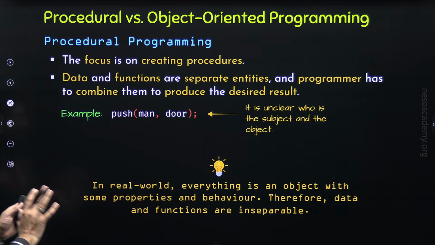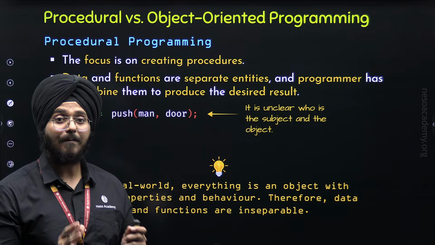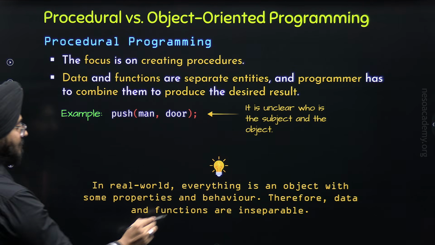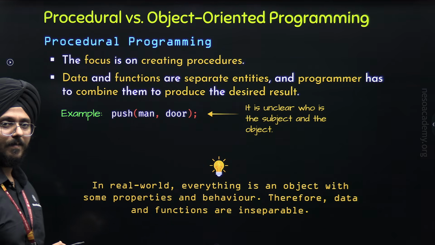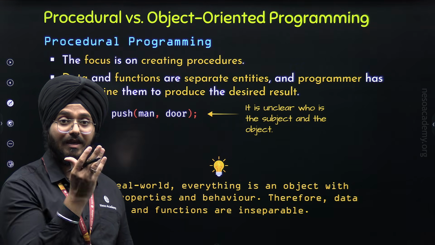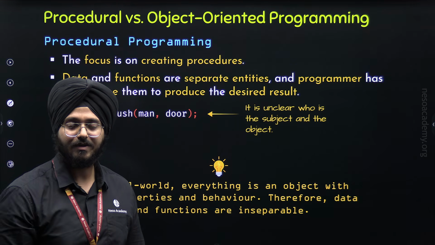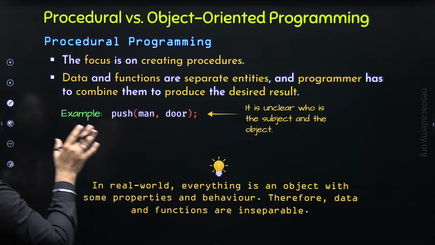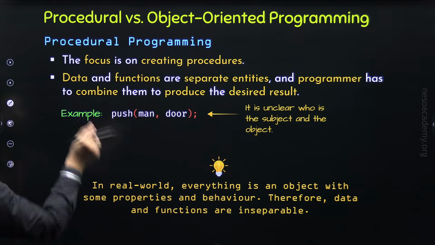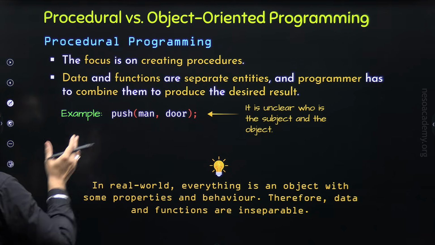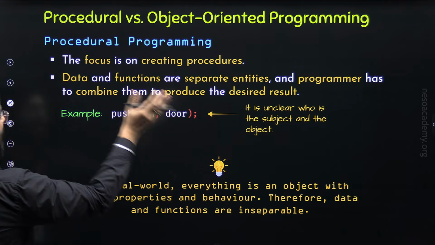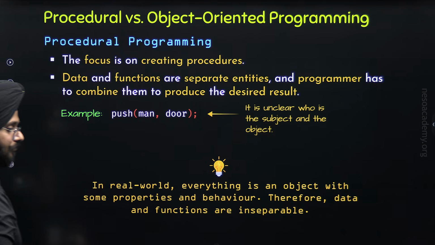So we can say data and functions are inseparable. That is what I have written here. Data and functions are inseparable. They both are tied together within an object. That is what we can see in the real world. Now, this modeling cannot be done with the help of procedural programming because the focus is on creating procedures or functions, and data and functions are separate entities in procedural programming.